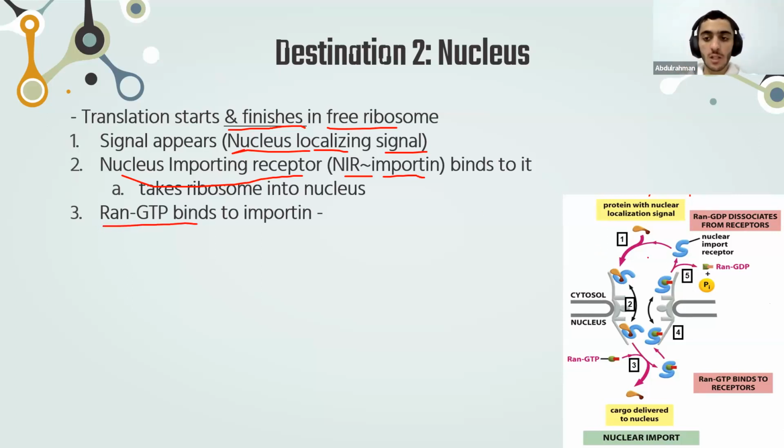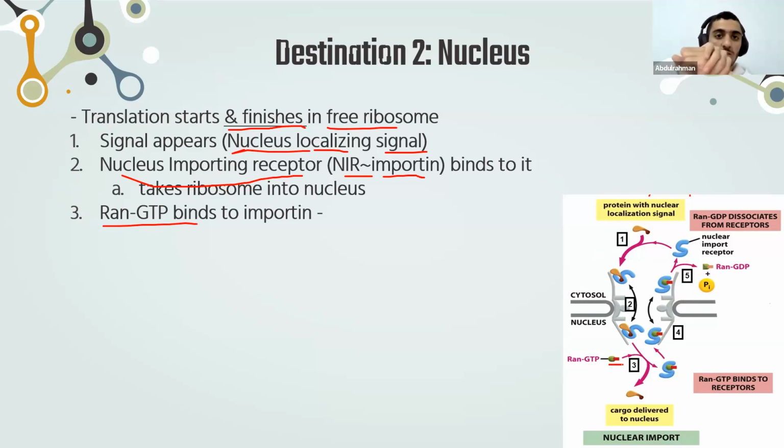And as you can see, this RAN-GTP is not really a receptor, it's just a structure, or a particle found inside, and it acts as one. So let's assume that it's the receptor for the nucleus, to keep our analogy going. So RAN-GTP binds on it.